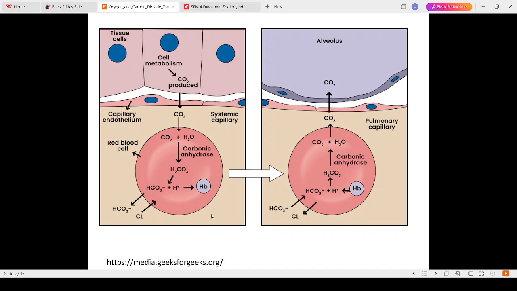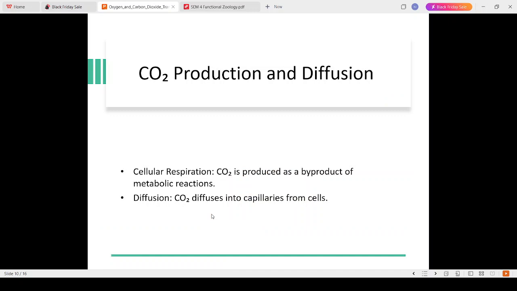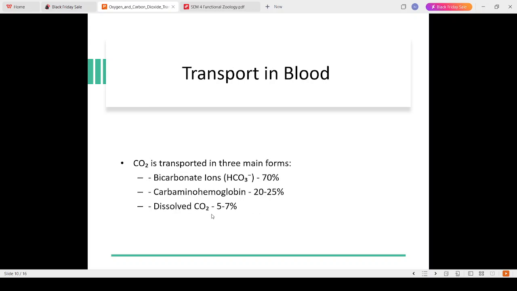Here you can see the detailed mechanism. I will come to that. As a result of cellular respiration, carbon dioxide is a byproduct. A byproduct is not the main product, but a side product. And carbon dioxide will be diffusing into the capillaries from the cell.